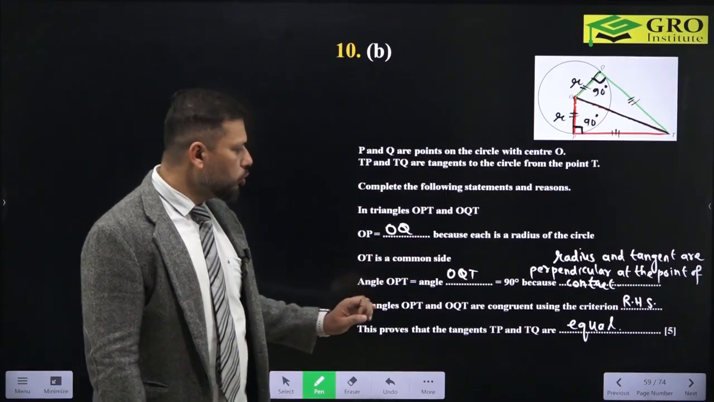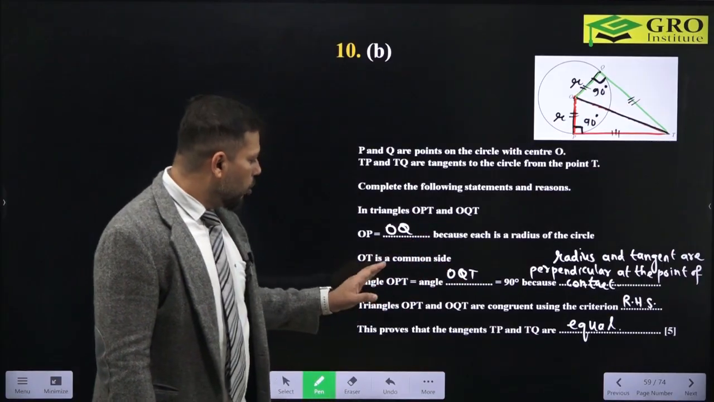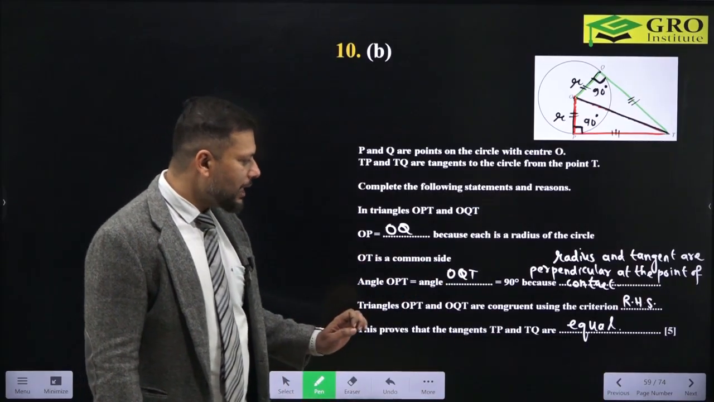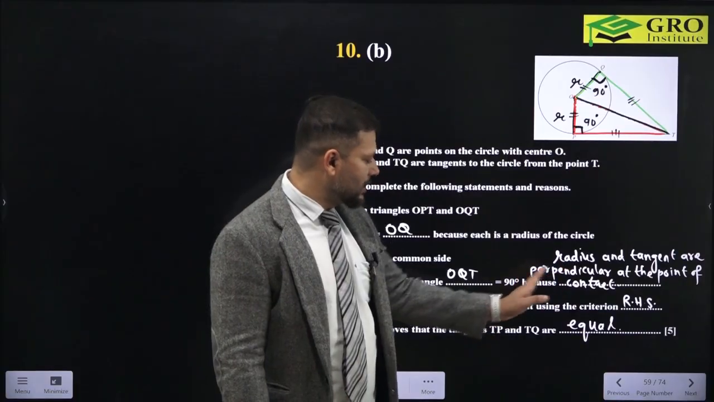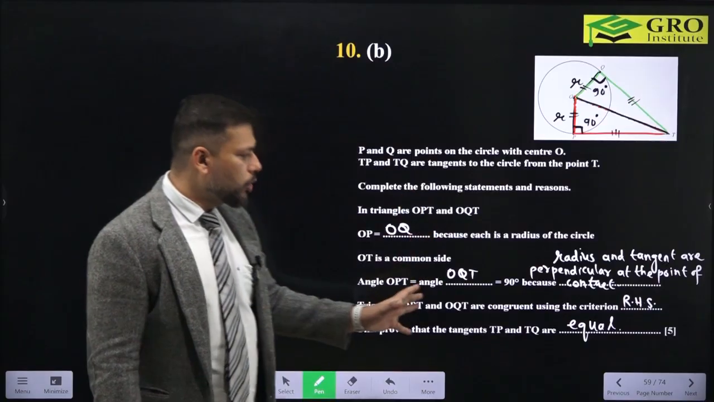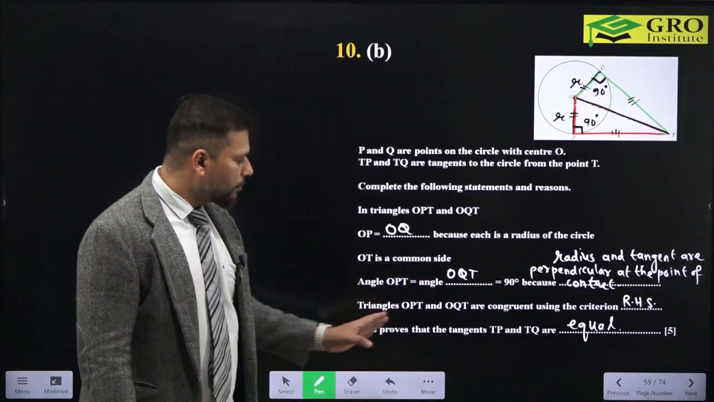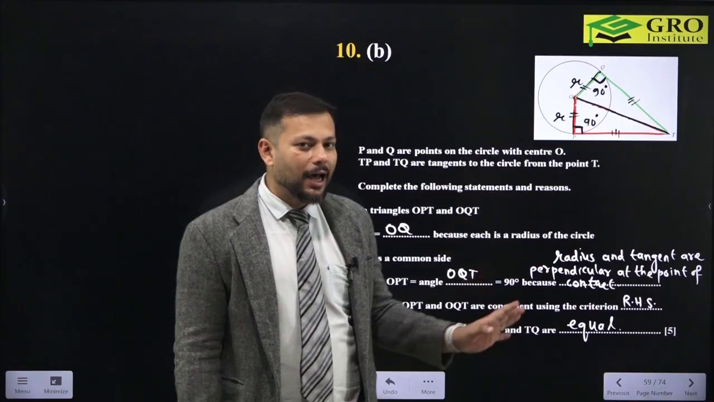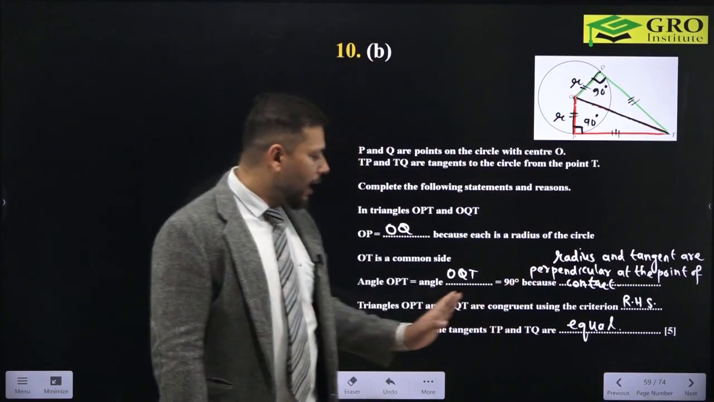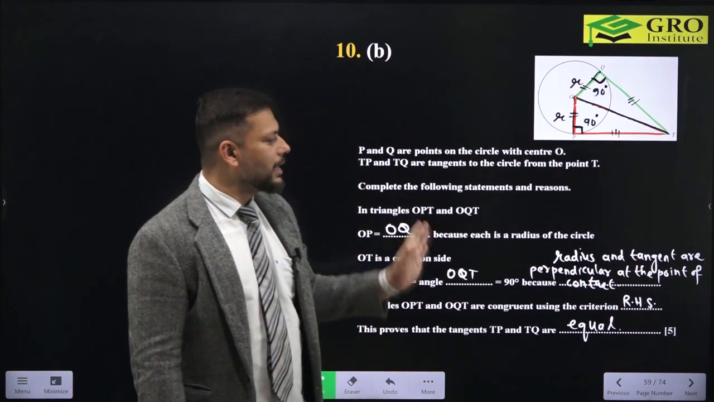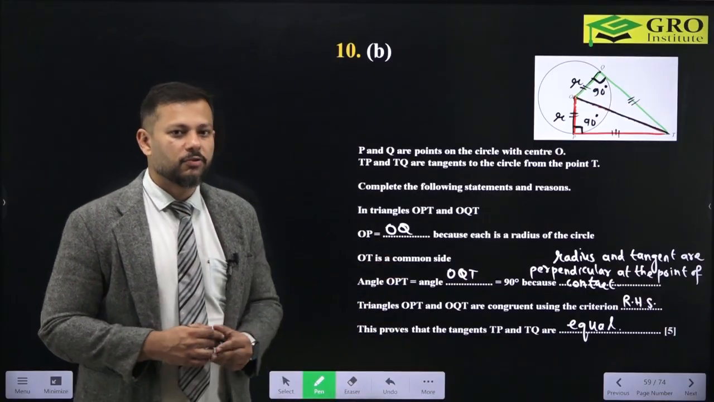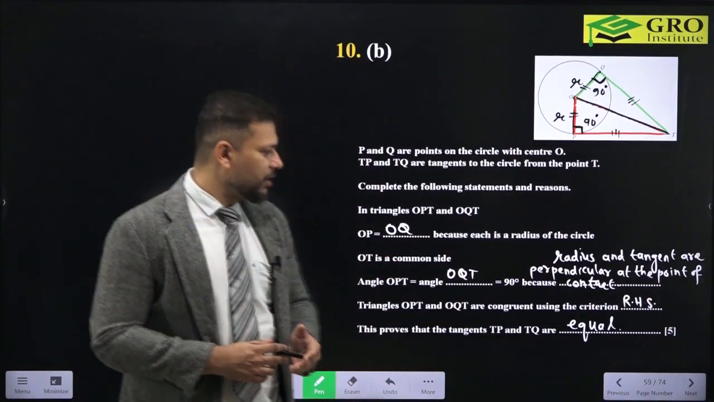OP is equal to OQ because each is the radius of the circle. Angle OPT is equal to angle OQT. OT is the common side, and the reason behind these angles to be equal is 90 degree, because the radius and tangent are perpendicular to each other at the point of contact. So that means the triangle OPT and OQT are congruent to each other by the criteria of right angle, hypotenuse and side, and also that makes the tangents TP and TQ to be equal to each other. So we are done with this part of the question. Let us move ahead after you finish it, right?